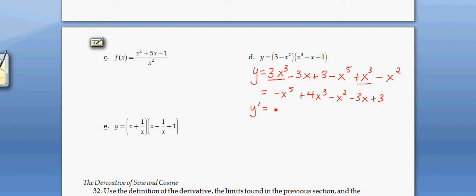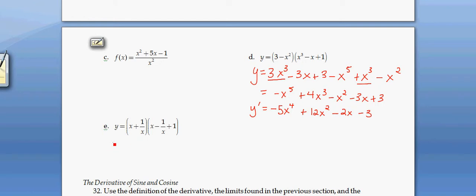Now when we go to take the derivative, our coefficient stays out front, the power rule. The coefficient stays out front times, when I pull down the 3 for the power rule, I'm going to have a 12x squared minus 2x minus 3, and then plus 0. And so we're done. So I think that corrects my mistake from in class. Now let's move over to E. Again, we're going to have to distribute this thing out.